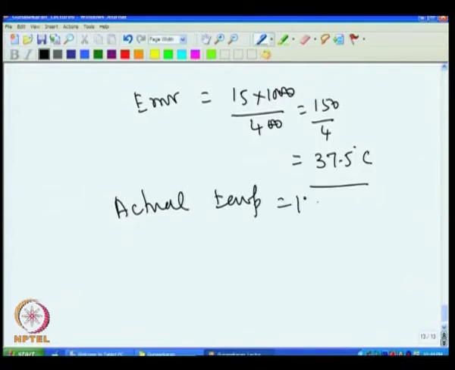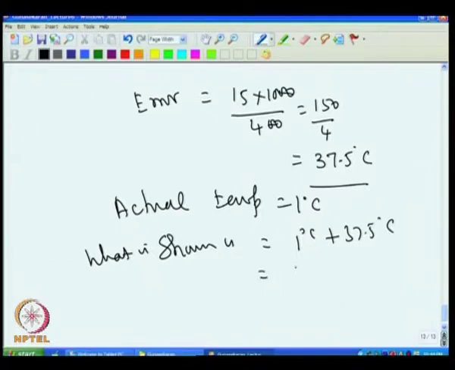That means the actual temperature is 1 degree C, but what is shown is 1 degree C plus or minus 37.5 degree. It may show in one case 38.5 degree, in another case it may show minus 36.5 degree C, because one op amp can have plus offset voltage, another may give minus. If it is plus, it comes to 1 plus 37.5; if it is minus, 1 minus 37.5, that comes to minus 36.5. So different op amps will give you different temperatures from 38.5 to minus 36.5. It is a huge error.